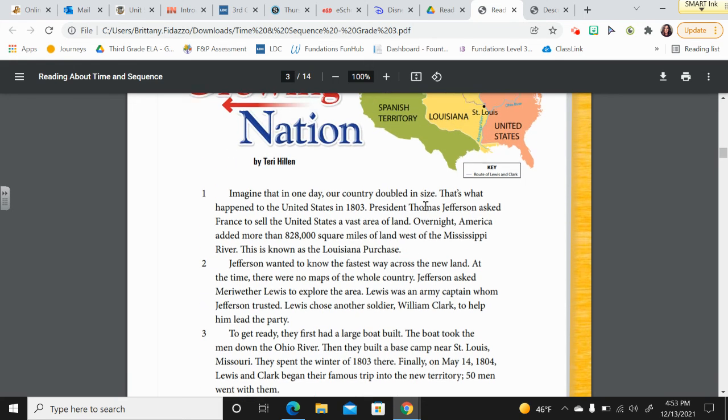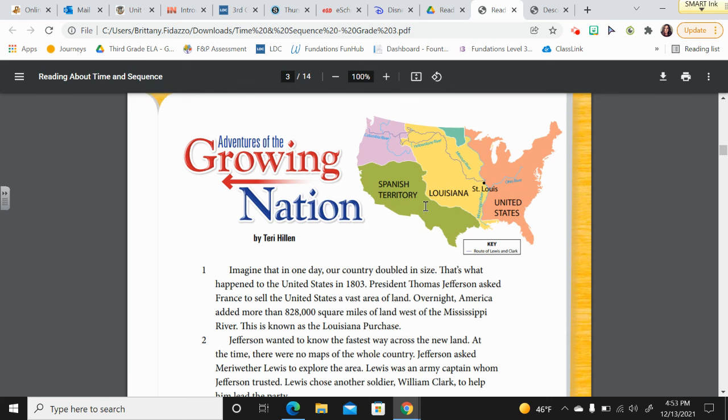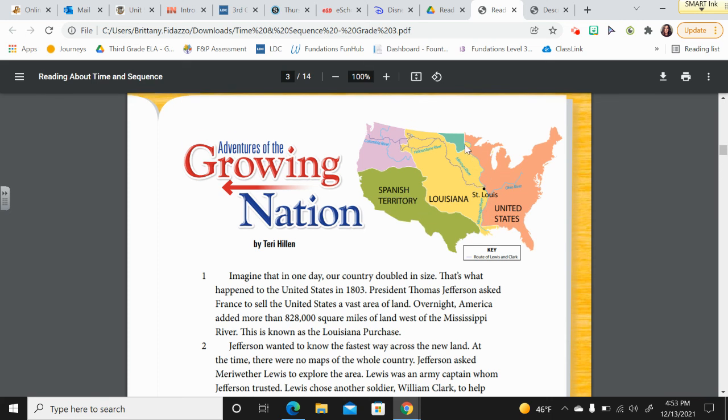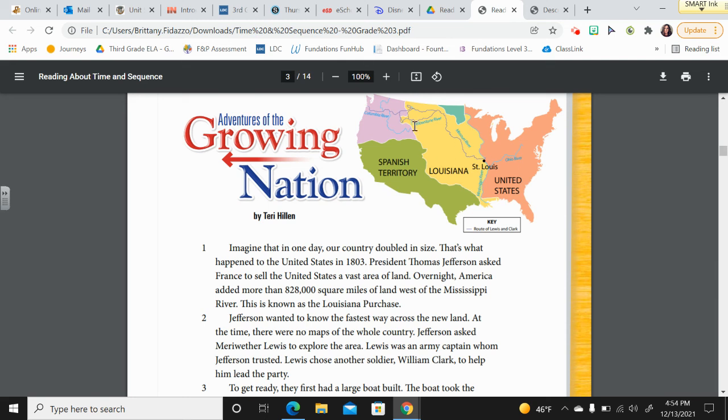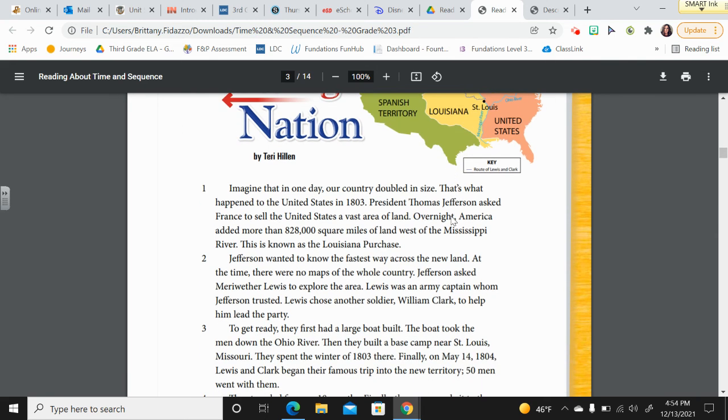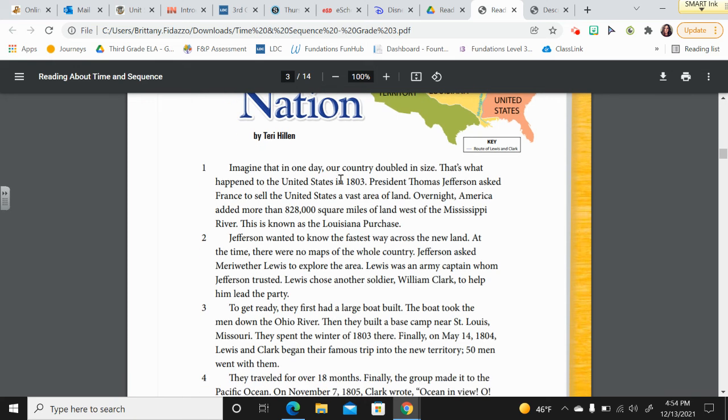All right, so what this is saying is that overnight in 1803, Thomas Jefferson, the president, it used to look like this, and then he purchased from France all of this territory up here in yellow. And it doubled the size of the country. I don't think yet that this part of the country was mentioned. Let's see if it mentions it in the future. Oh, and by the way, one of those sequence words is anytime it mentions a year, that tells you when something happened. So I would underline that year there, 1803.